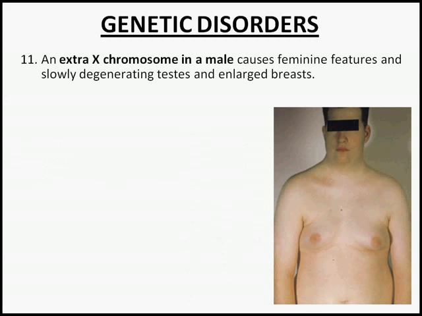Number 11 is an extra X chromosome. So instead of an extra Y chromosome, there's an extra X chromosome. It causes some feminine features, slowly degenerating testes, and enlarged breasts. This is called Klinefelter syndrome, and this one's relatively common. All these genetic disorders are pretty rare, but in terms of disorders, this one's actually kind of common.